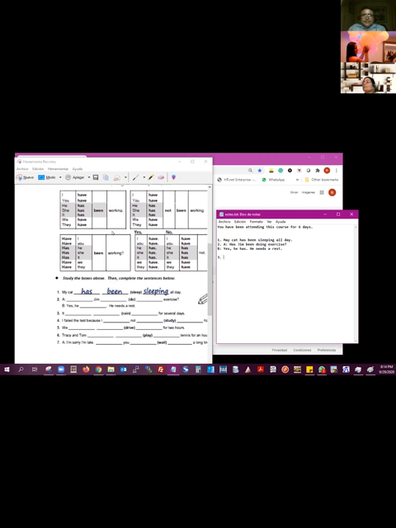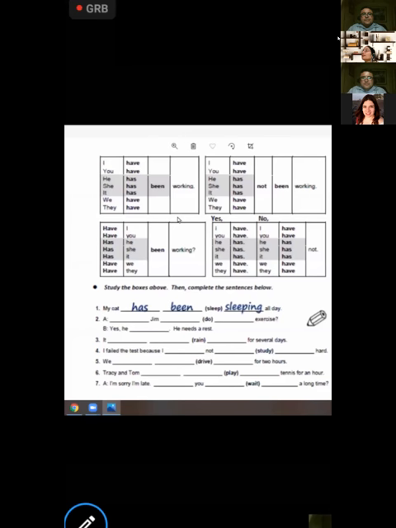Three. It has been raining hard. Hard. Yeah. And number five. We have been driving for two hours. Tracy and Tom have been playing tennis for an hour. Yes, tennis.